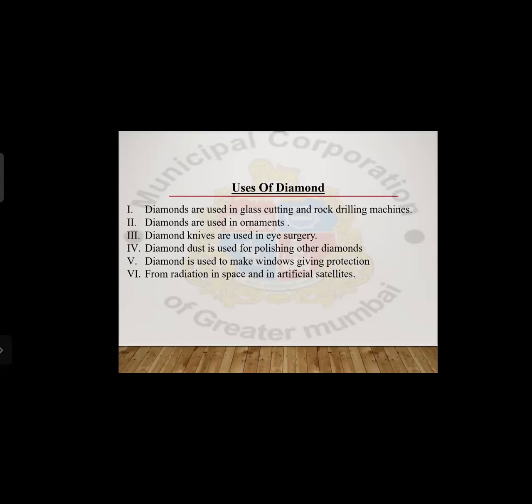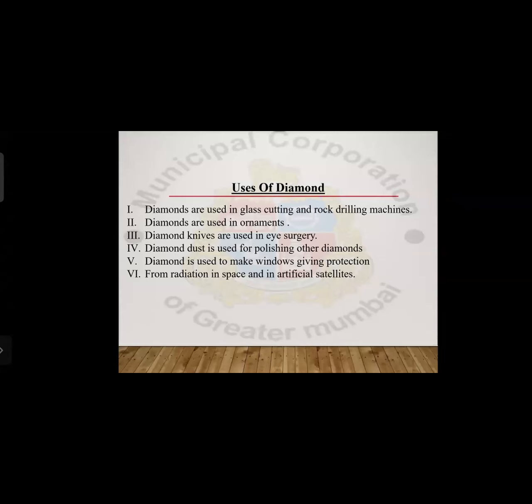Diamond jewelry. The third one: diamond knives are used in eye surgery. Now it is a medical part. In eye surgery, diamond knives are used. Fourth one: diamond dust is used for polishing other diamonds. When diamond is cut, the dust gathers there, and that diamond dust is used to polish other diamonds.